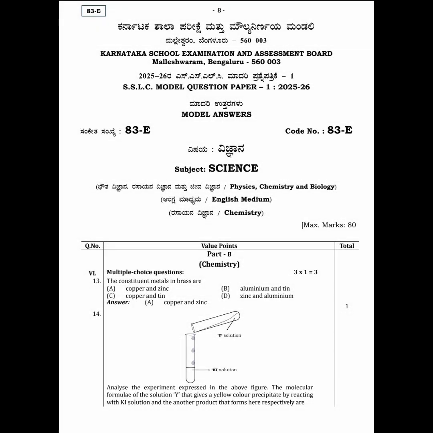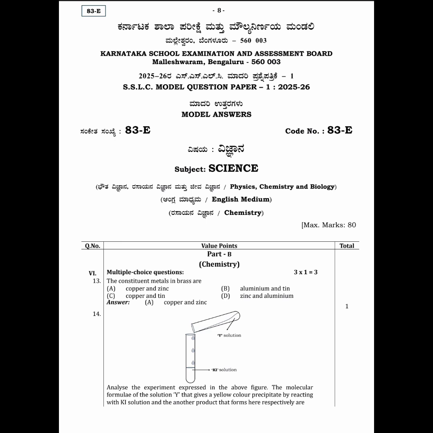Next, moving to chemistry part, multiple choice question. Question number 13. The constituent metals in brass are: option A, copper and zinc; option B, aluminium and tin; option C, copper and tin; option D, zinc and aluminium. The answer is option A, copper and zinc.